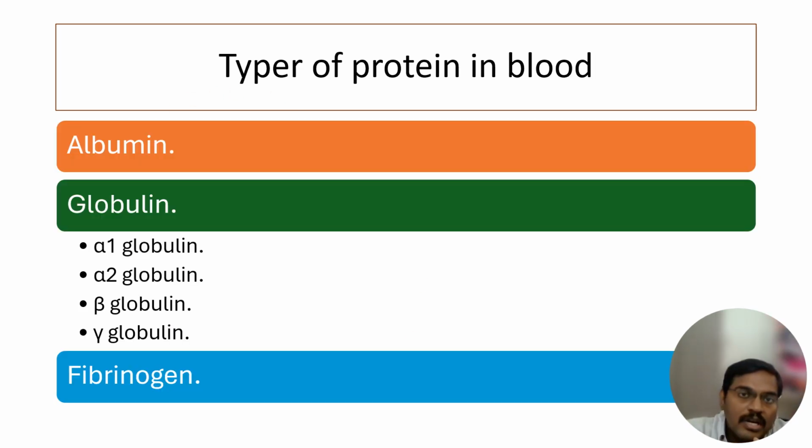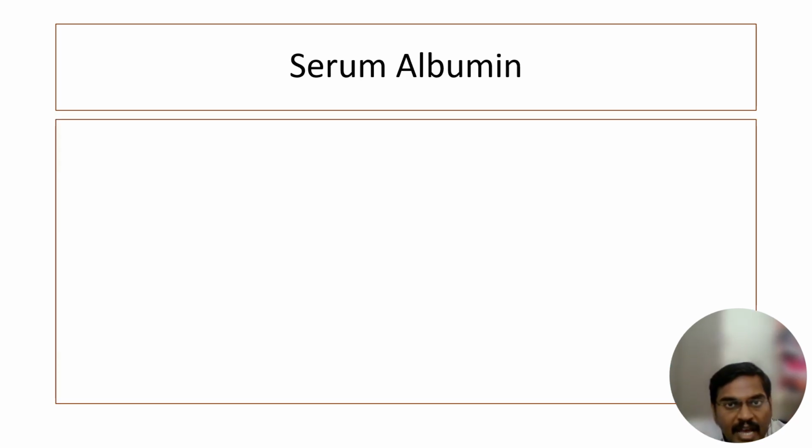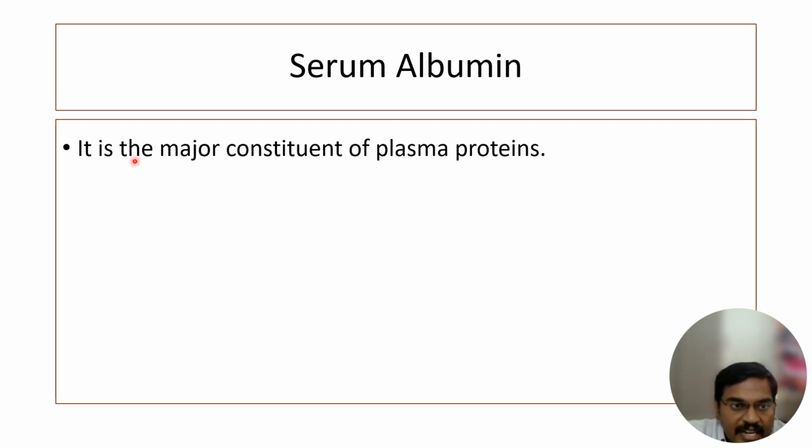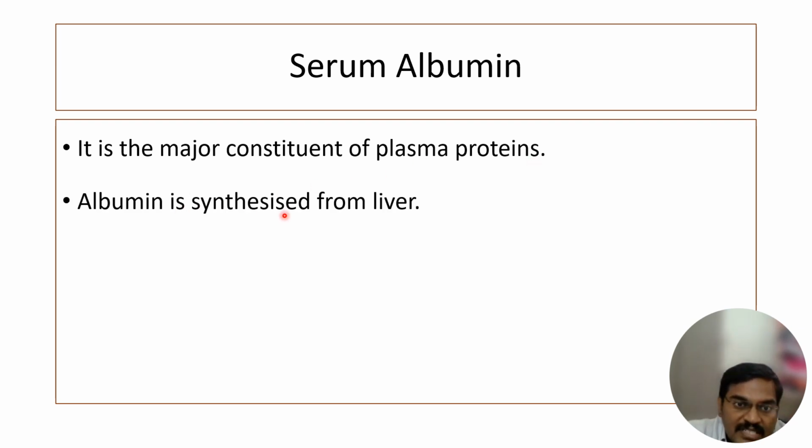We have seen the types of protein and the reference values for important proteins. Next we are going to see each of these proteins in detail. We'll start with albumin. First point related to albumin: albumin is the major protein present in the blood. It constitutes about 50% of the total protein present in the blood. So the first point is it is a major constituent of plasma protein. Second point, it is produced from the liver. Albumin is synthesized in the liver. Third point, the size of albumin is 69 kilodaltons.